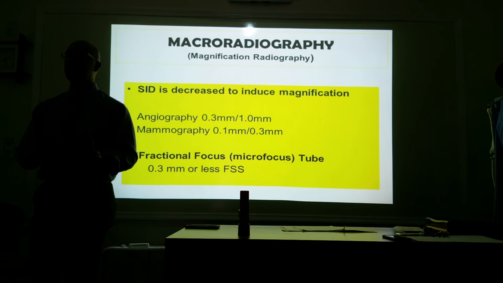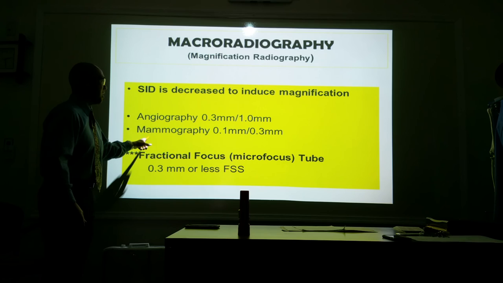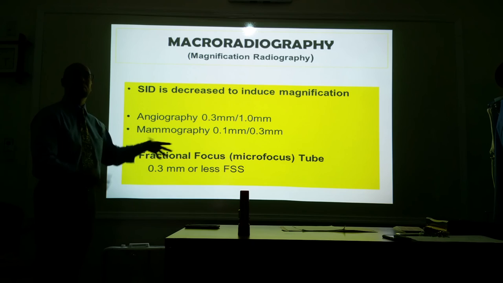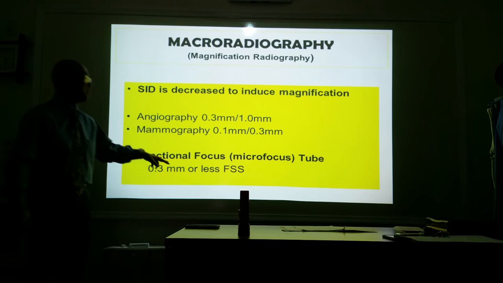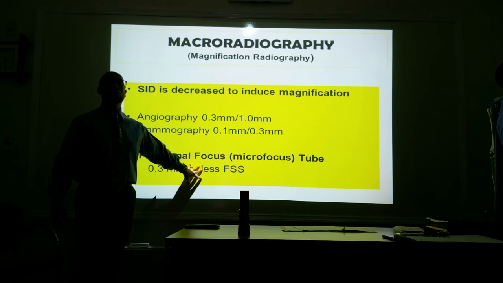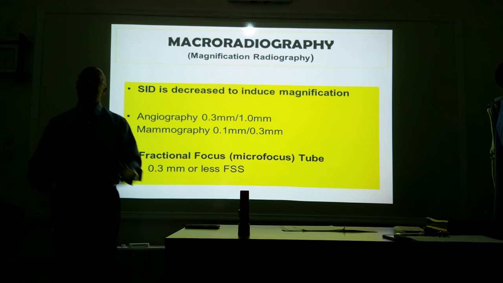Again, we do macroradiography for mammography and angiograms. We like to blow up the vessels or blow up the breast tissue. But anytime you magnify something, you lose detail. So we're going to compensate for that by using the smallest focal spot possible. If I was using anything 0.3 or less, what is the tube called? Microfocus. It's a microfocus tube. There's another term too. It's also known as fractional. Fractional is small. So fractional or microfocus tube.